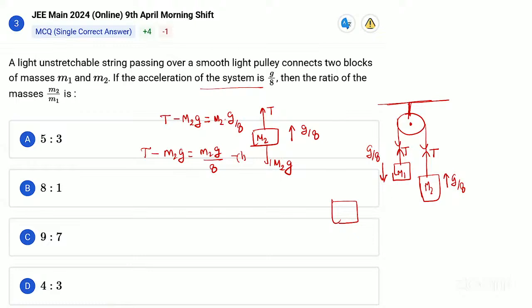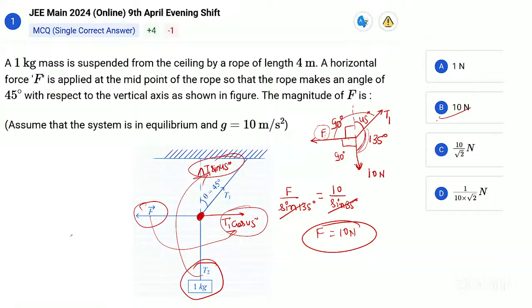Yeah, answer was B. For the previous question, answer was B. Rohit, answer was B, na? I have told.